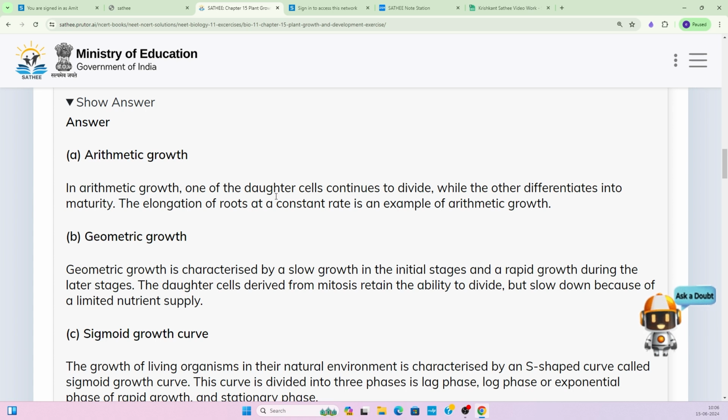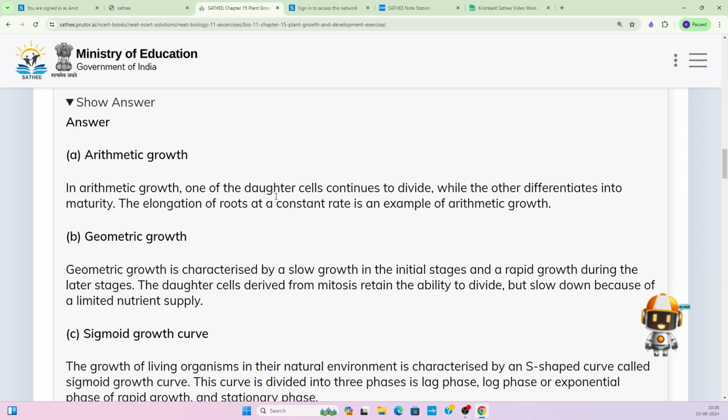Now some of the daughter cells get differentiated into the other type of cells. Okay, it continues to divide, right? Daughter cells continue to divide, whereas some of the cells differentiate to maturity. They become the mature cells and they do not divide, because the mature cells do not divide.